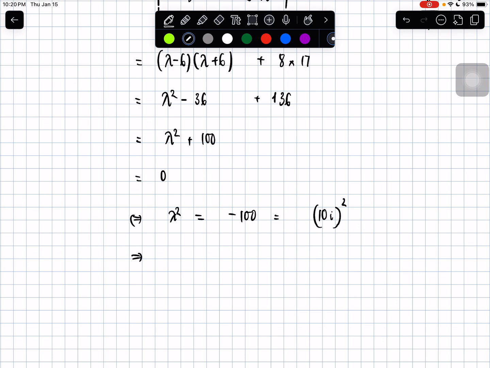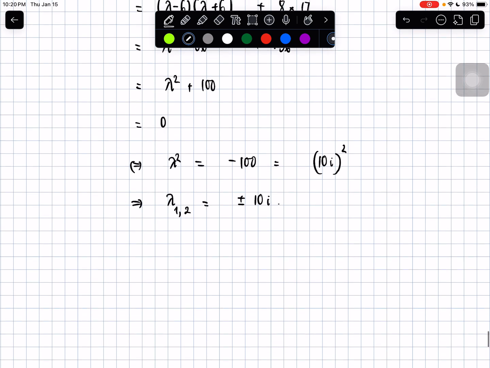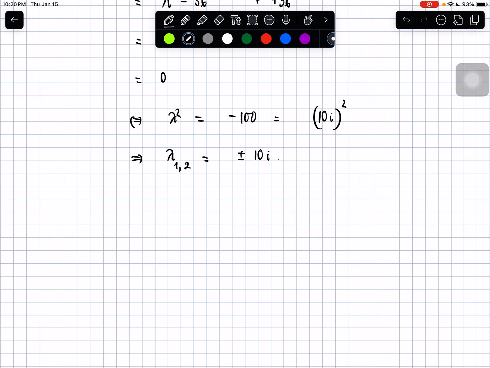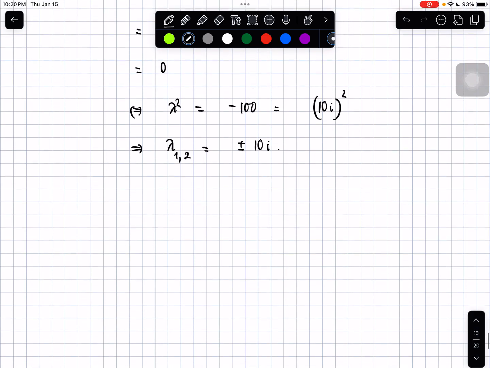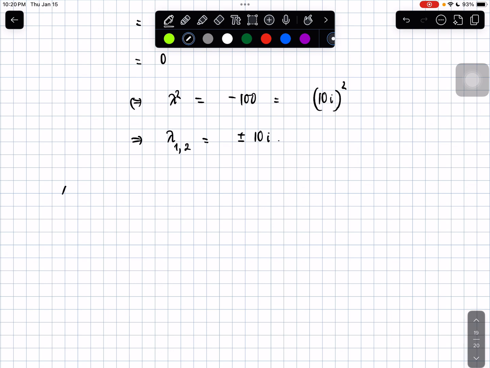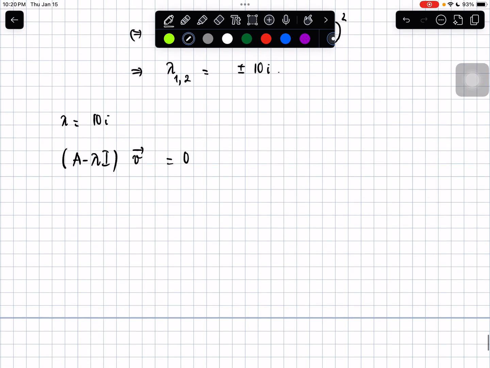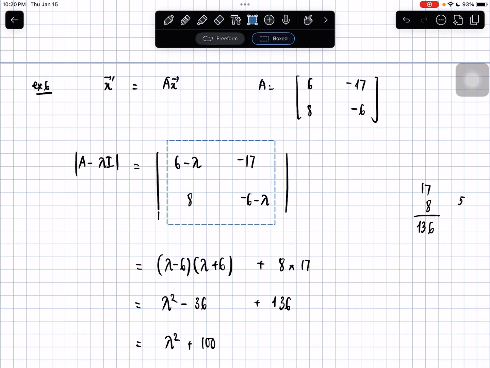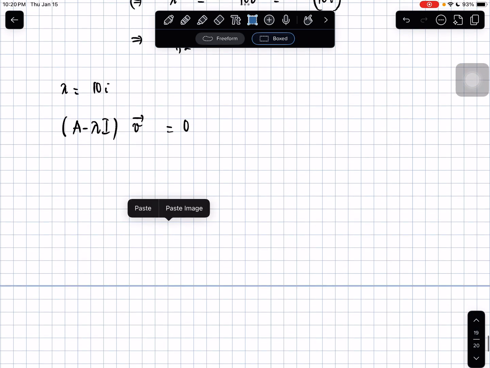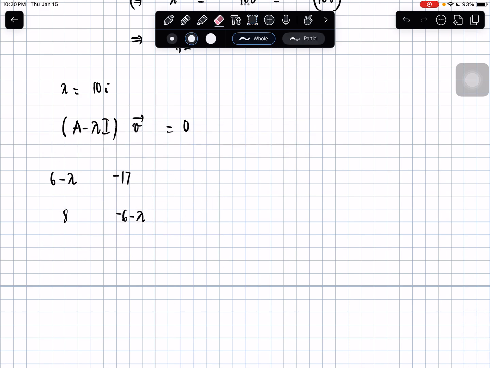So we know that lambda 1, 2 is plus or minus 10i. So we have pure imaginary eigenvalues. And in this case, when we have complex eigenvalues, we just need to pick one. So consider lambda equal to 10i. The eigenvectors satisfy (A minus lambda I) V equals 0: A, this matrix, minus lambda I, 10i.